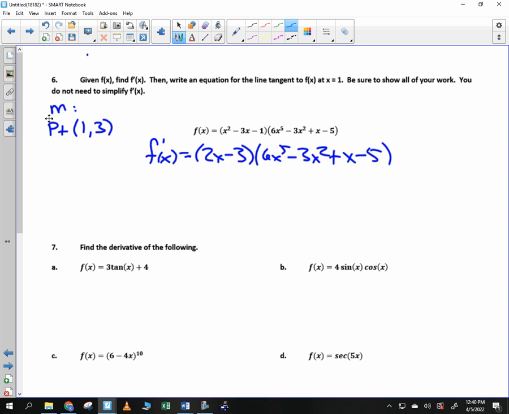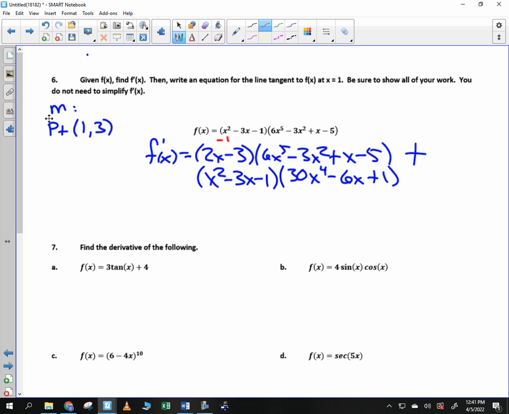So the derivative of the front times the second piece, plus x squared minus 3x minus 1 times, now what? 30x to the 4th. Good. So this is the product rule, f prime g plus g prime f. Yes? Okay. So now we plug in 1 and you get 2 minus 3, which is negative 1.